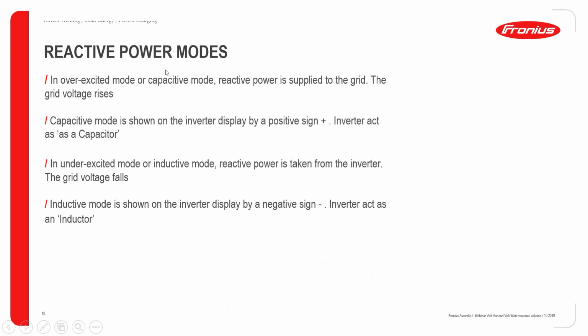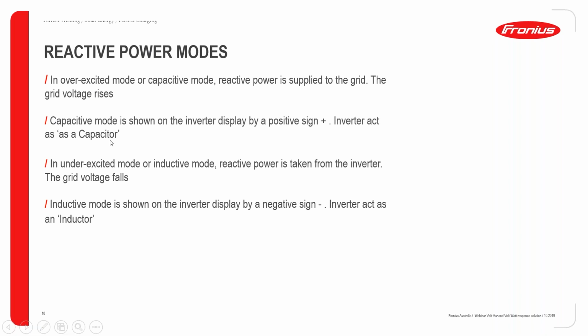Now, what happens when we set a leading power factor on an inverter? We say the inverter is in the overexcited mode, or capacitive mode. That means the reactive power is supplied to the grid and the grid voltage rises. The capacitive mode is shown on the inverter display screen by a positive sign. With the leading power factor, the inverter acts as a capacitor.